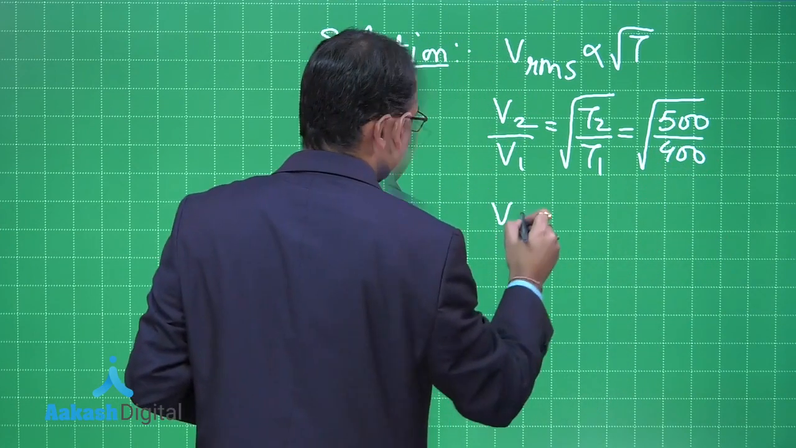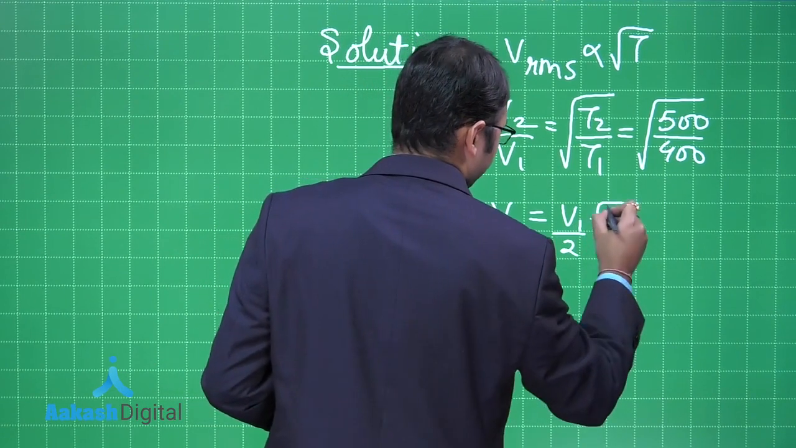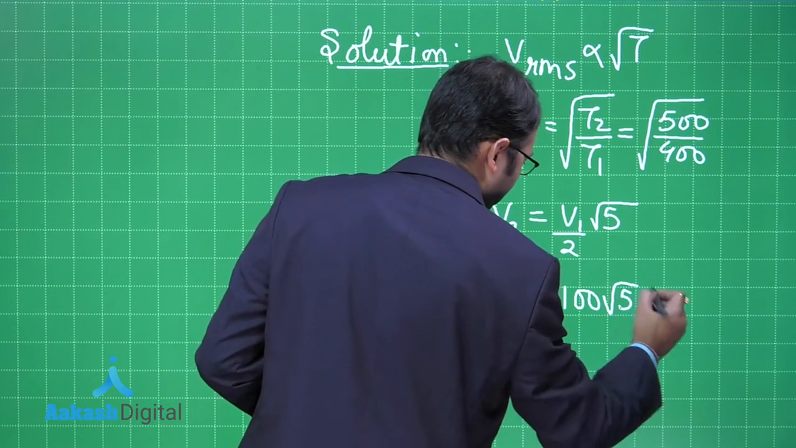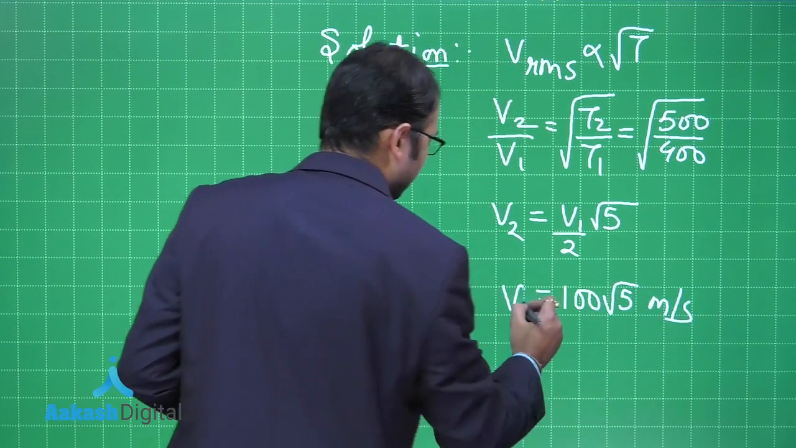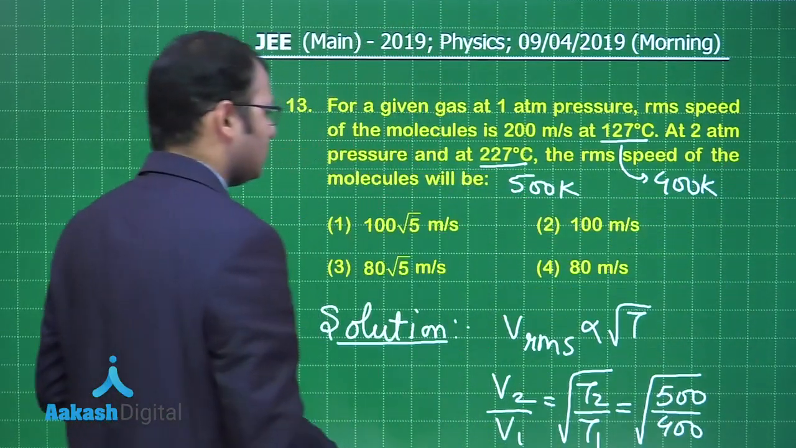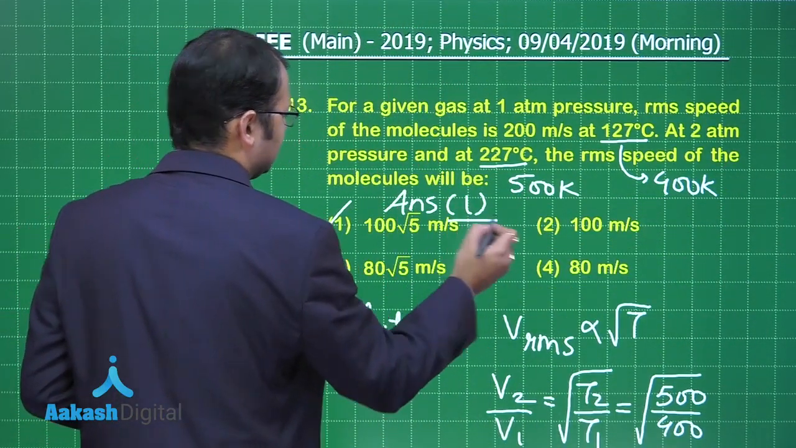On solving, you will get V2 is equal to V1 by 2 into root of 5. So it is 100 root 5 meter per second. Let's see which is the best suited option. So among the 4 given to us, yes, option number 1 would be the right answer to this question.